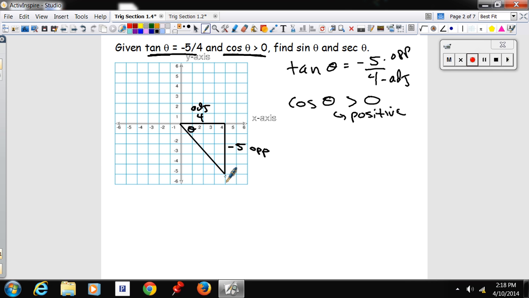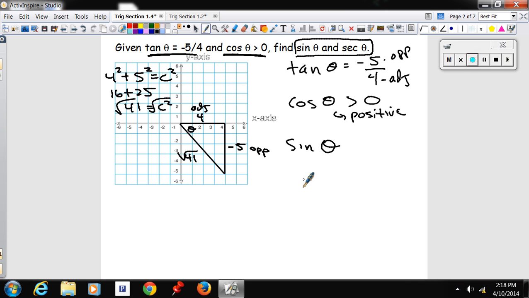Now, to get my hypotenuse, we're going to do 4 squared plus 5 squared equals c squared. I could do negative 5 squared. It'll still work. You're going to end up with 16 and 25, which gives you 41. And so you square root both sides. So you're going to get radical 41. And then now we have enough information to get the 2 trig functions that they're asking for. They're asking us to find the sine of theta and the secant of theta.